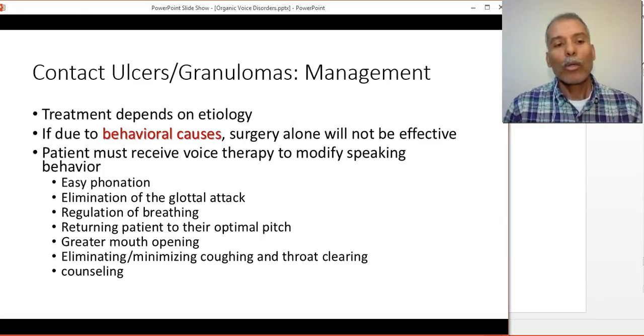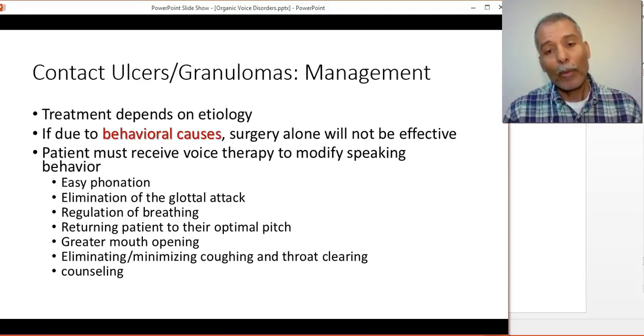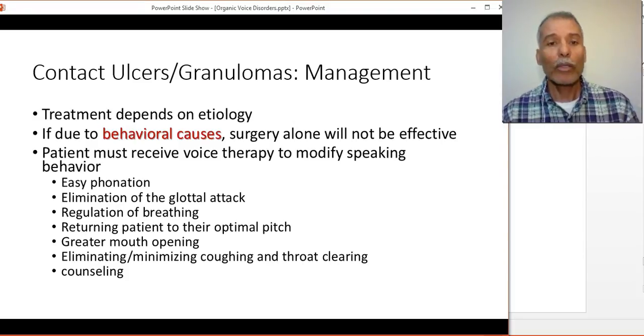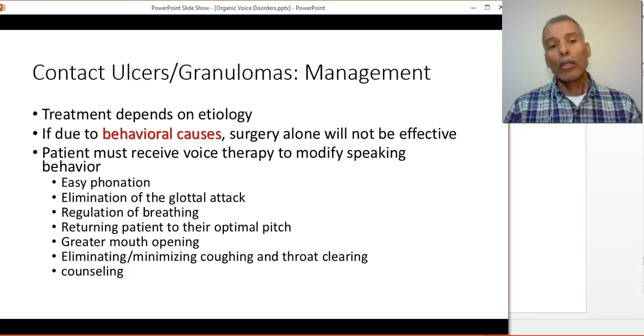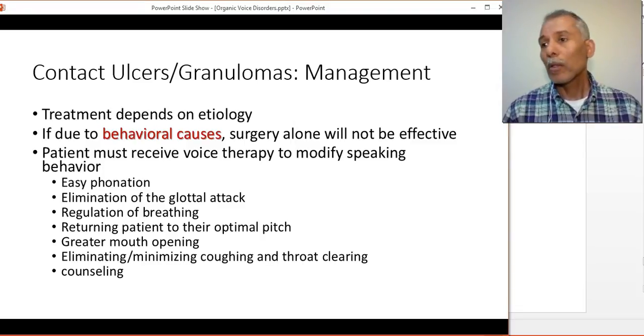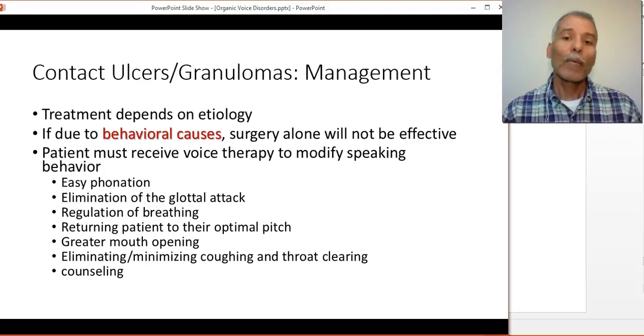The patient also must receive therapy that will focus on eliminating the behavior, and they might also receive counseling to explain exactly what is going on. In order to achieve the desired outcome, you need to change the way that you communicate, the way that you speak.